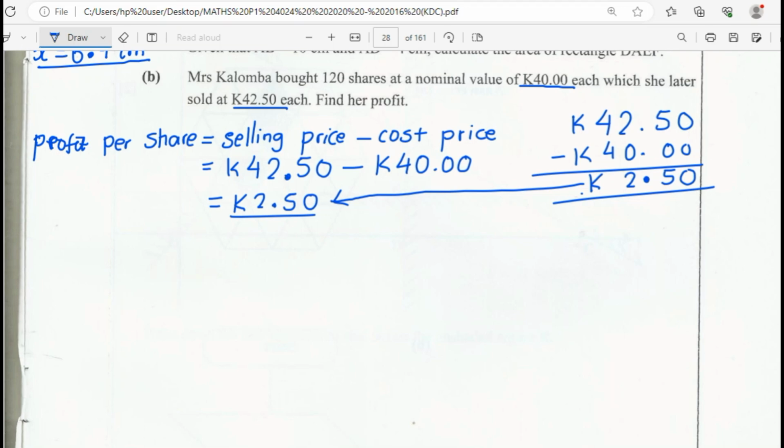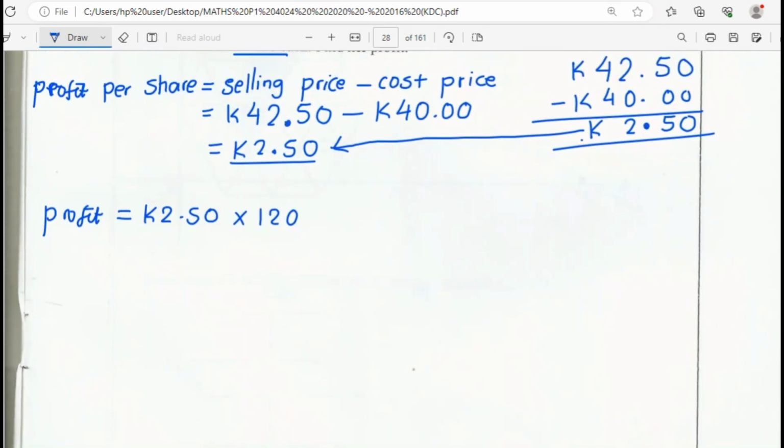So the total profit can be calculated by the profit per share times the number of shares. So remember, the number of shares she had was 120. So let's find that. Now we have the net profit or total profit is equal to 2.50 times 120.